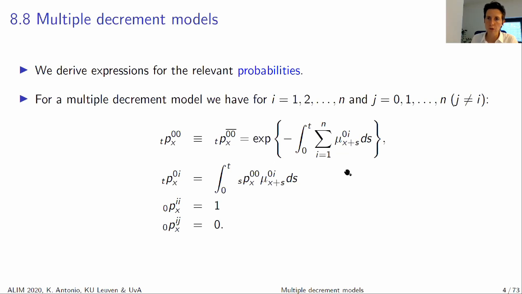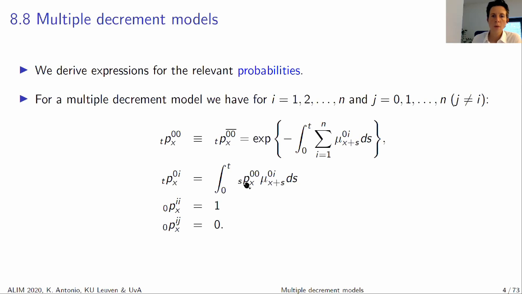This is the probability to stay in the healthy state, in the alive state. The probability to make a certain exit is listed over here. So here you've got tp_x^{0i}. So that's the probability that you start in the alive state at age x, and before reaching age x plus t, you should be in exit state i. So what we have then is you will stay in the 0 state for a certain while.